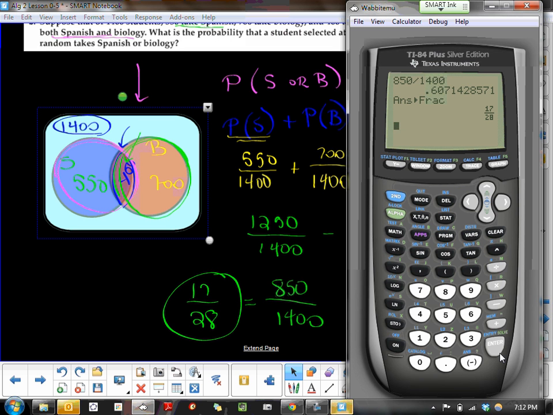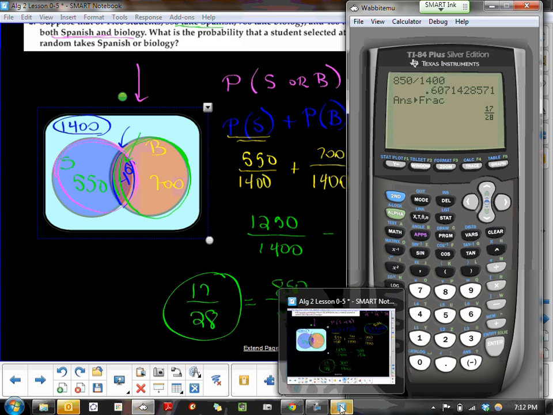Determining mutually exclusive or not mutually exclusive. That's a big part of that lesson.